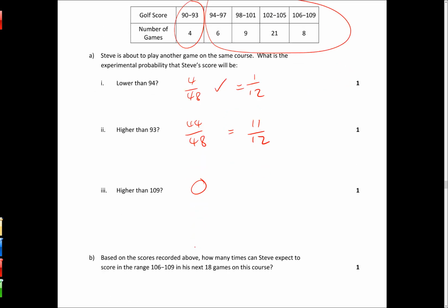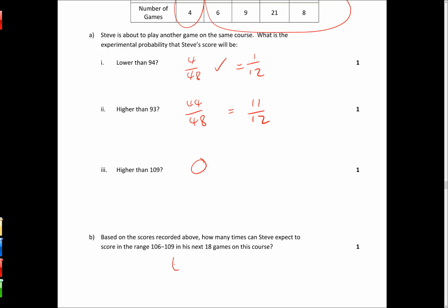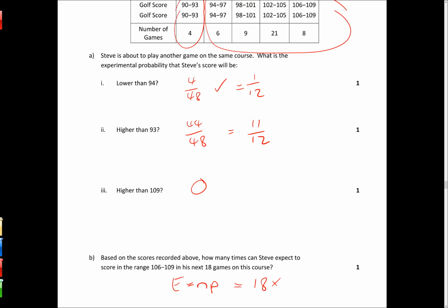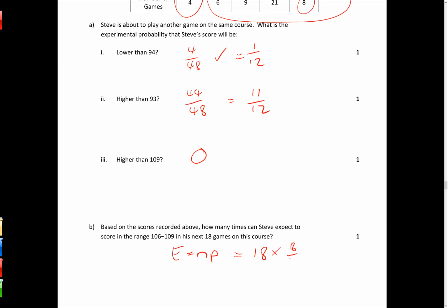Based on the scores recorded above, how many times can Steve expect to score in the range 106 to 109 on his next 18 games on the course? Well, that's expectation. An expectation is the number of times you do the experiment times the probability. The number of times we're going to do this experiment is 18 more games. The experimental probability of getting in the range 106 to 109 was, if I roll up a bit, 8 out of the 48. So 18 times 8 on the 48. I can see that there's 1 eight there and 6 eights in 48. It's 18 times a sixth, which is a nice whole number. 3 times is what I'd expect.